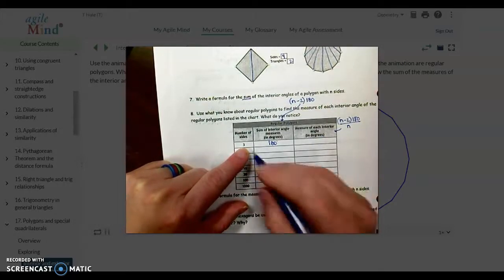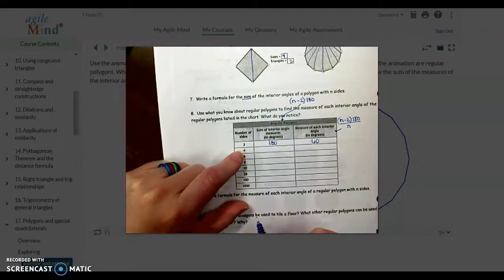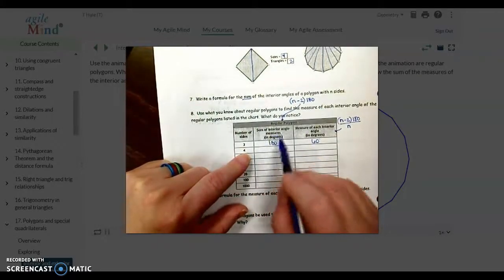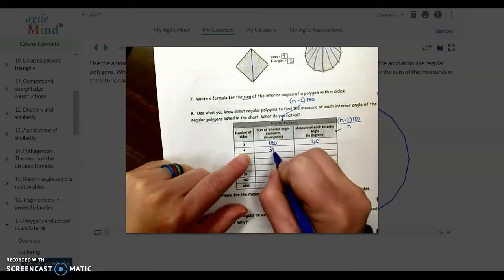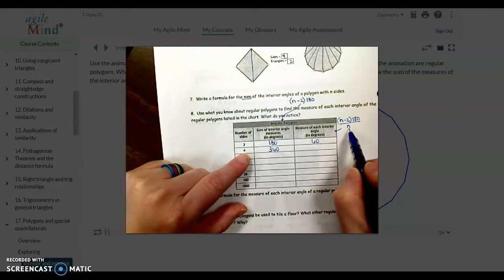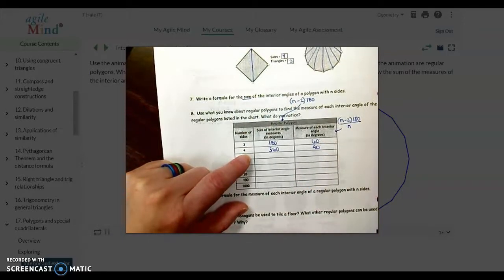So 180 divided by 3 tells us each one is 60 degrees. So these first 2 we should have pretty much memorized. For quadrilaterals, a regular quadrilateral would be a square. The sum of the angles, 4 minus 2 is 2, times 180 is 360 degrees, and then we take that sum and divide by the number of sides. 360 divided by 4 is 90 degrees. Each angle in a square would be 90 degrees.